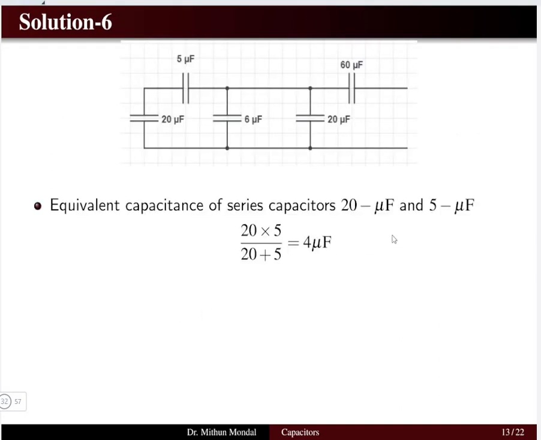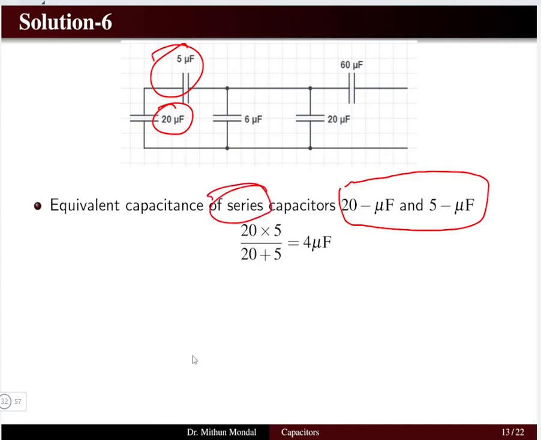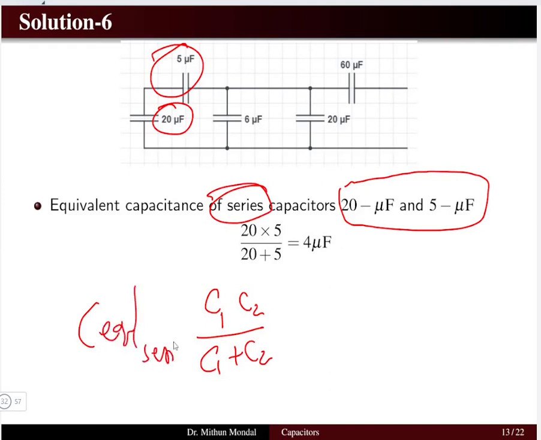Now, what is the equivalent capacitance for 20 microfarad and 5 microfarad? Those two are in series. For the series combination, you know that resistors and capacitors behave alternatively. So if you have capacitor C1 and capacitor C2, C1 C2 divided by C1 plus C2 will be the C equivalent under series condition. So we have a 4 microfarad capacitor as the series equivalent of these two capacitors.